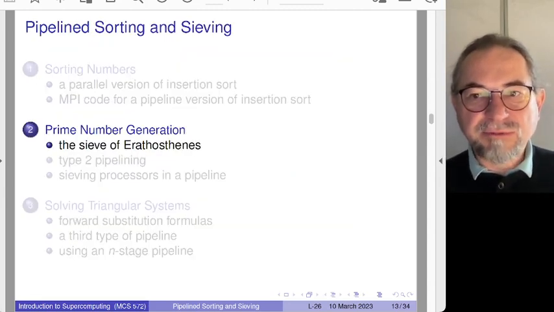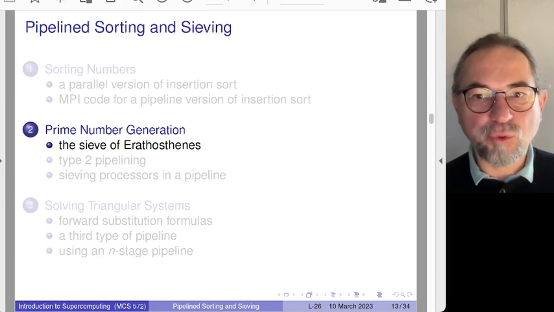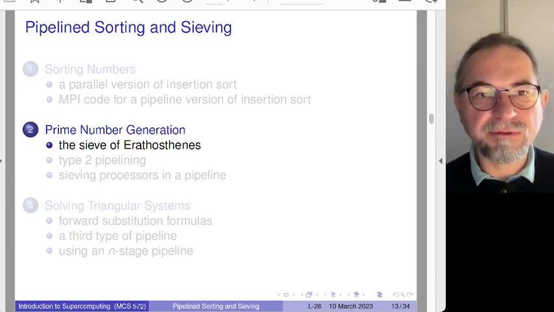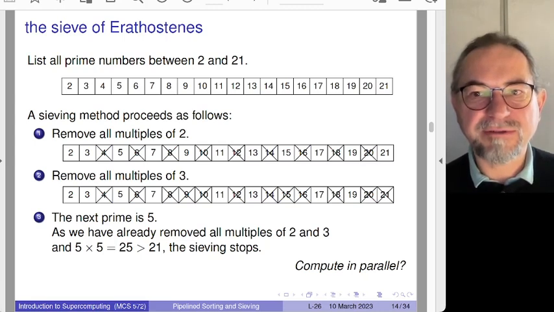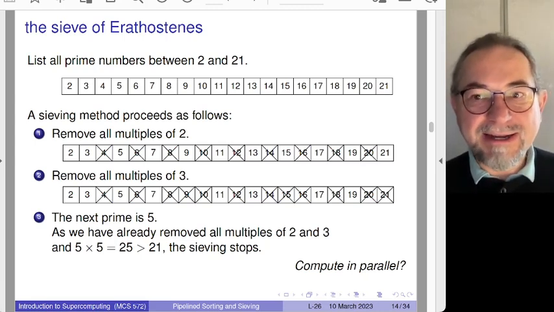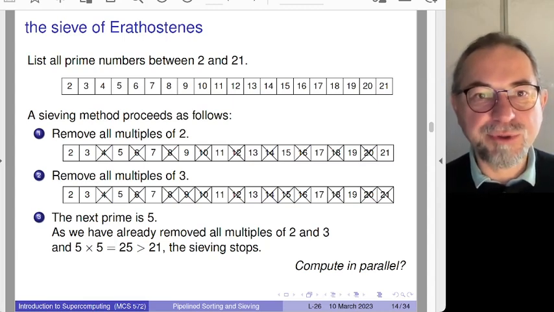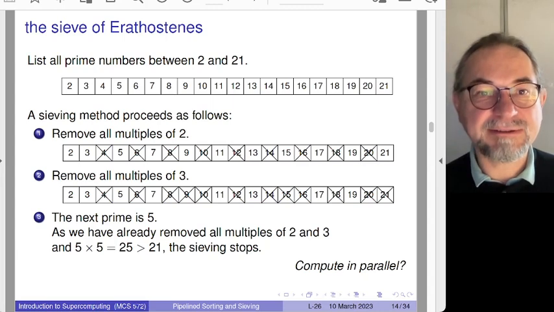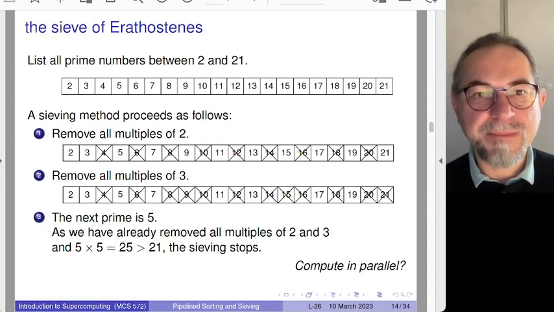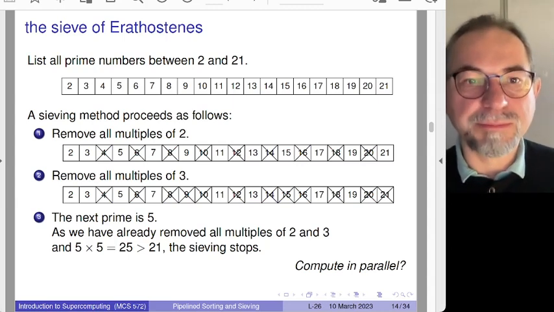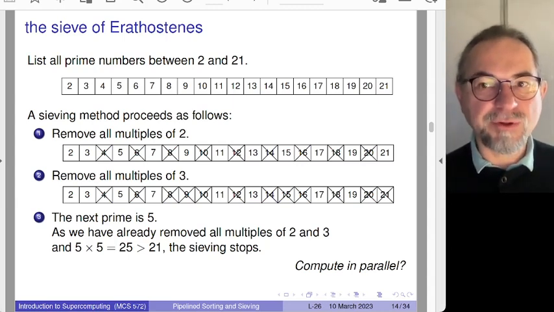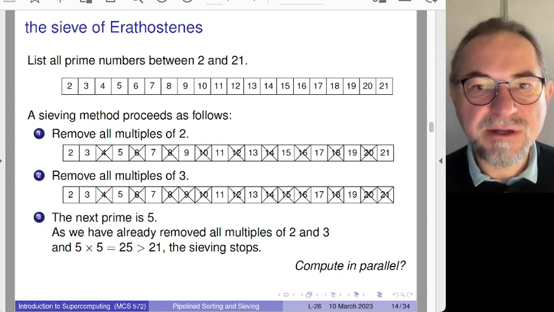All right, that was our first illustration of sorting. Let's look now at prime number generation. One classical ancient algorithm is attributed to Eratosthenes with his sieve. If one wants to generate all numbers between 2 and 21, one will remove all multiples of a prime. So it is by successive elimination.